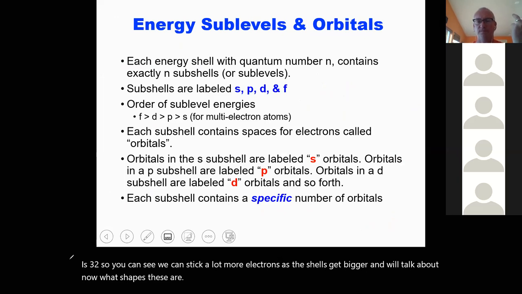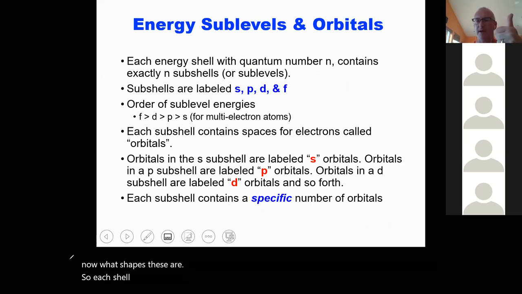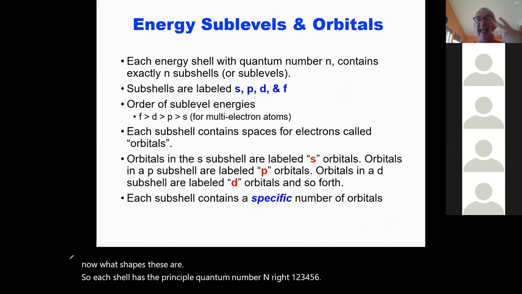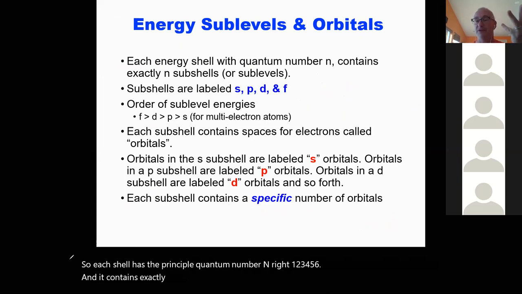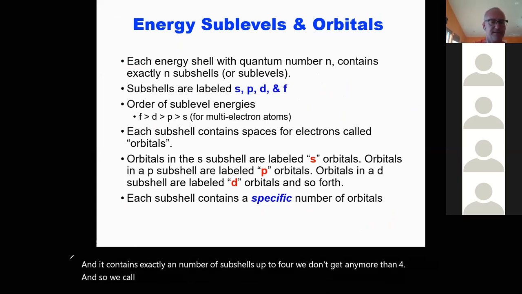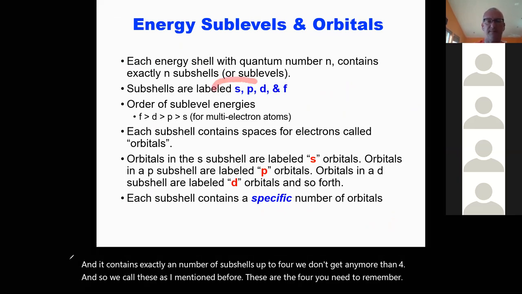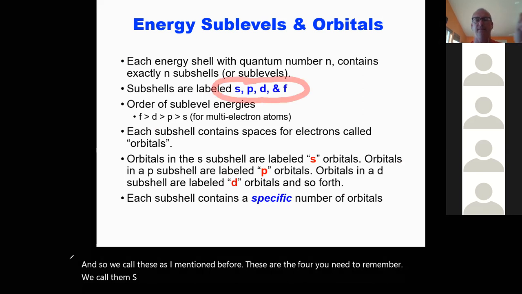So each shell has the principal quantum number n, right? 1, 2, 3, 4, 5, 6. And it contains exactly n number of subshells, up to four. We don't get any more than four. And so we call these, as I mentioned before, these are the four you need to remember. We call them S, P, D, and F.